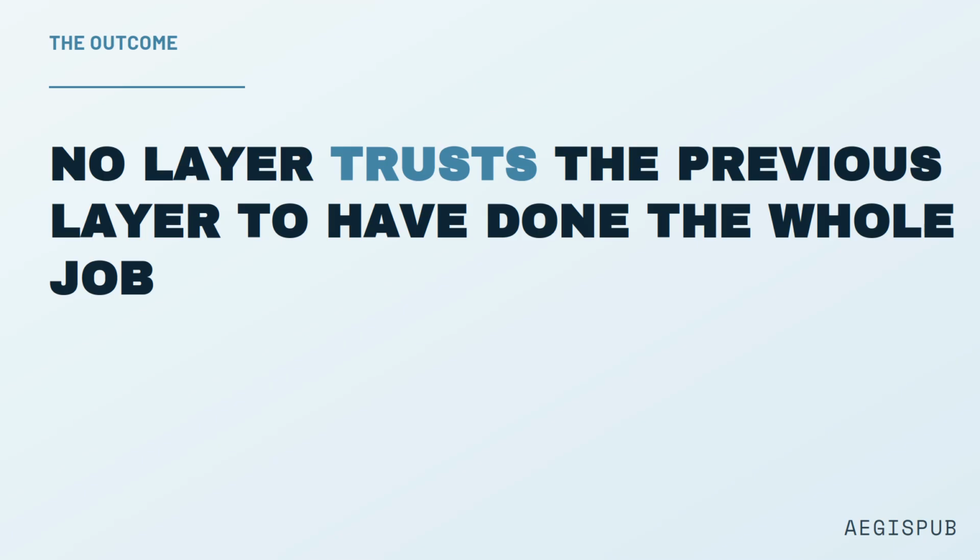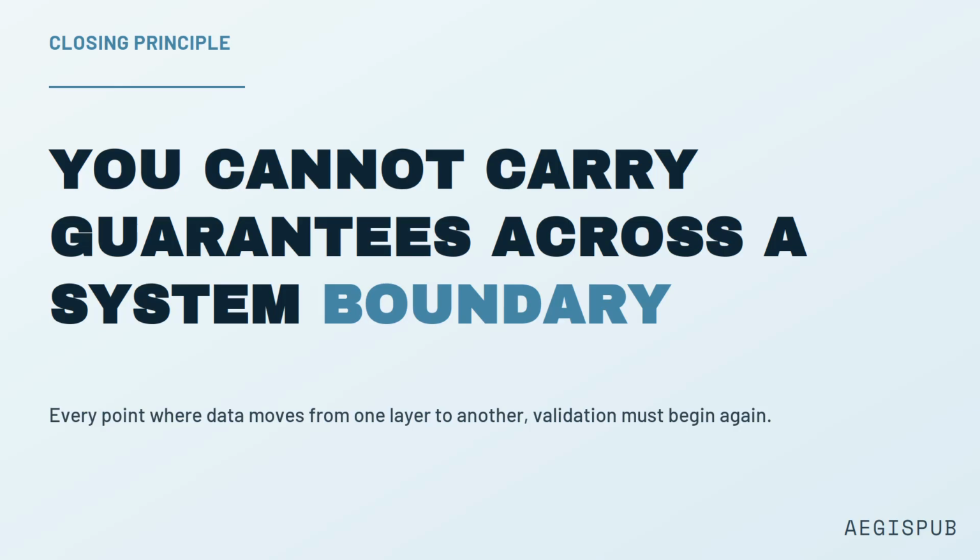Every time you encounter a system boundary, a point where data moves from one layer to another, from a user to an API, from an API to a database, from a pipeline stage to a downstream consumer, that boundary is a place where the previous environment's guarantees end, and the current environment's validation must begin. You cannot carry guarantees across boundaries. You can only check for yourself.